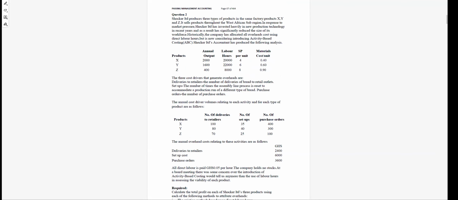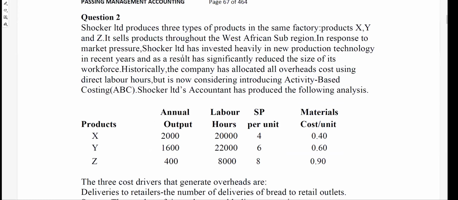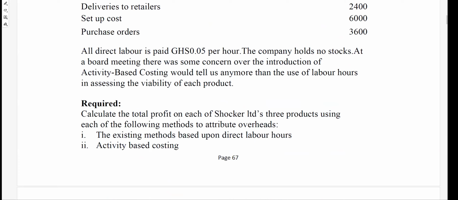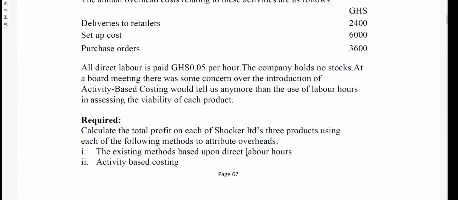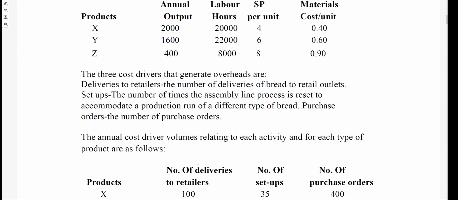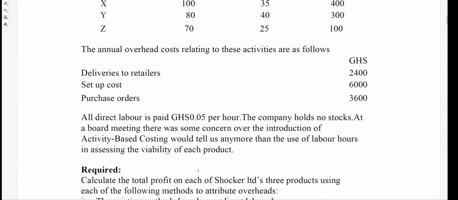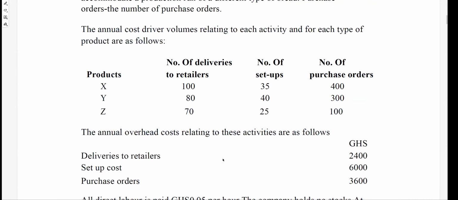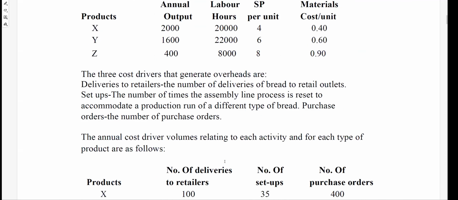Yeah, we do. So we are going to try the same thing as a recap. We have a company here, and what is it asking us to do? Calculate the total profit on each of Shocker Limited's 3 products using each of the following methods to attribute overheads: the existing method based upon direct labor hours, and activity-based costing. We are going to calculate total profit, which means taking sales less our total cost. So now we are preparing a full statement based on these 2 requirements.